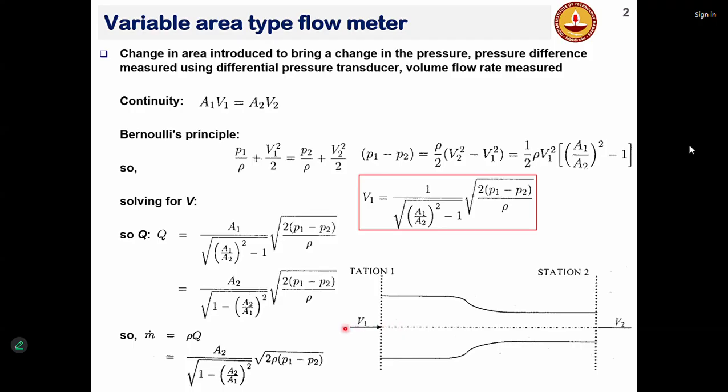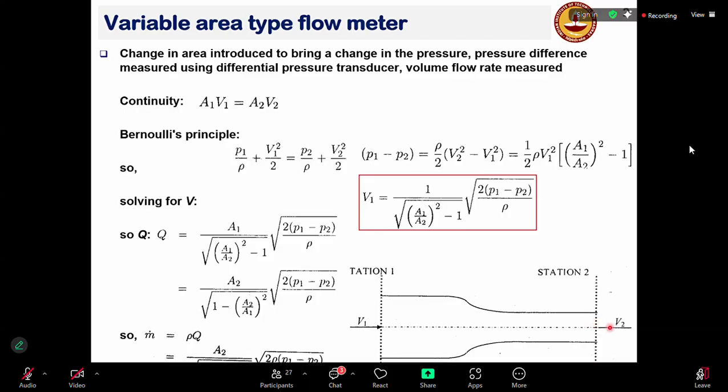So you have velocity, because the flow rate is same, since the area of cross-sections are different, the velocities are also going to be different, right? So velocity here is V1 and velocity here is V2. But area times velocity, which is basically the flow rate, A1 V1 will be equal to A2 V2 because both are seeing the same flow rate.